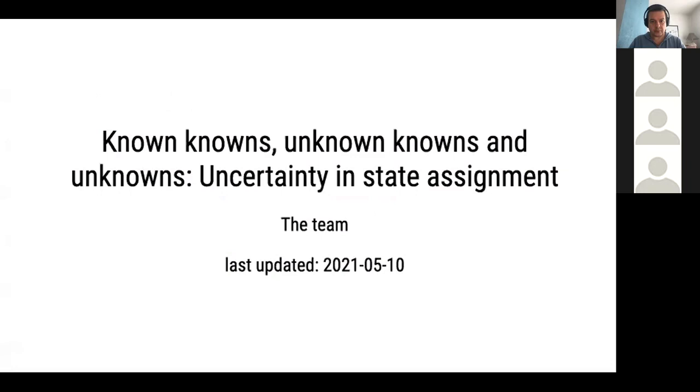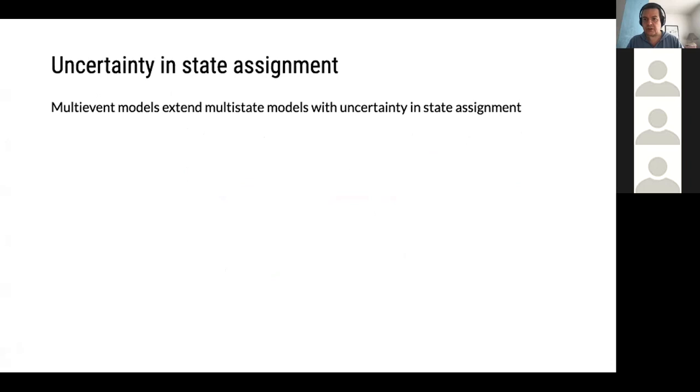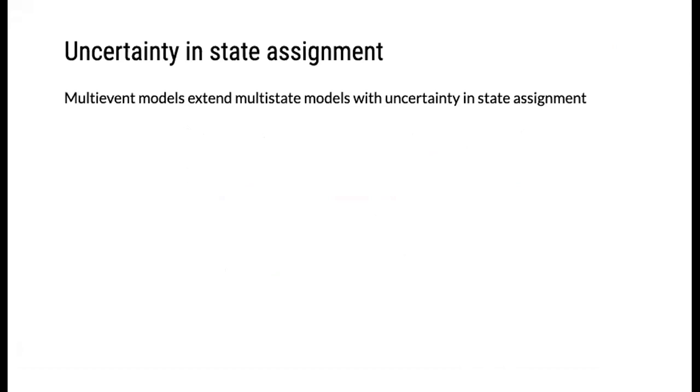So let's go. In this class, we're going to talk about what is called in the literature multi-event models. These models extend multi-state models when you have uncertainty in the assignment of a state to individuals, like we saw this morning. Before we jump into the methods and case studies, let me show you a few examples to fix ideas. These examples are from papers published by colleagues who use multi-event models.